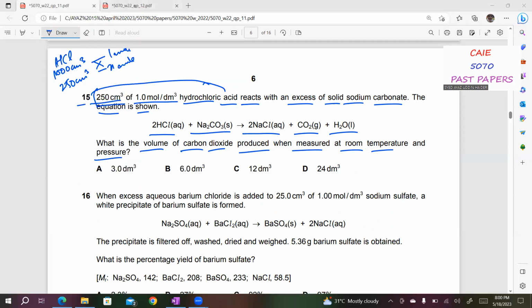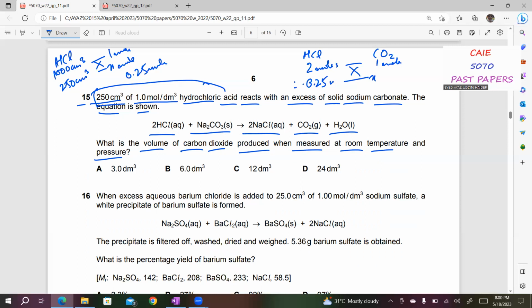0.25 moles of HCl. According to the reaction equation, 2 moles produces 1 mole of CO2. Therefore, 0.25 moles produces X mole.